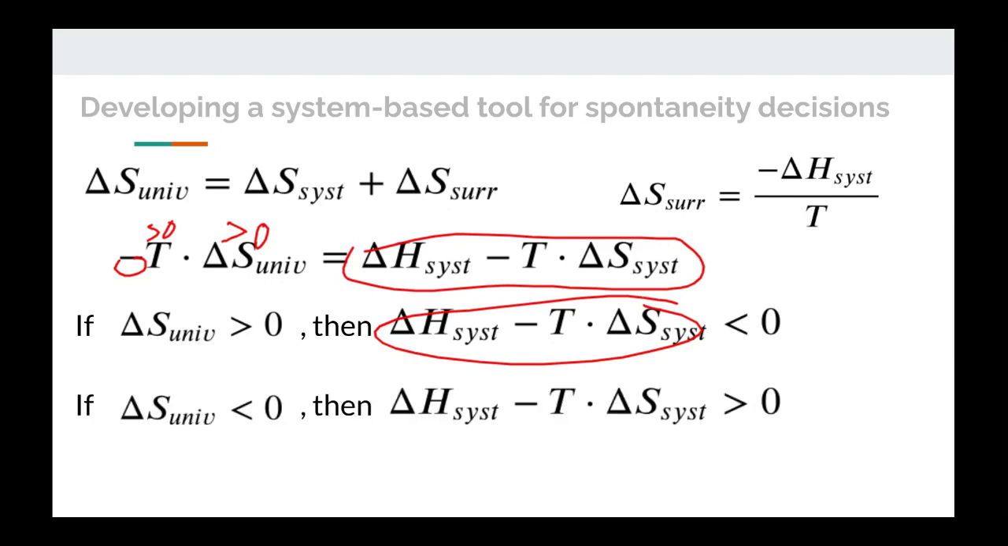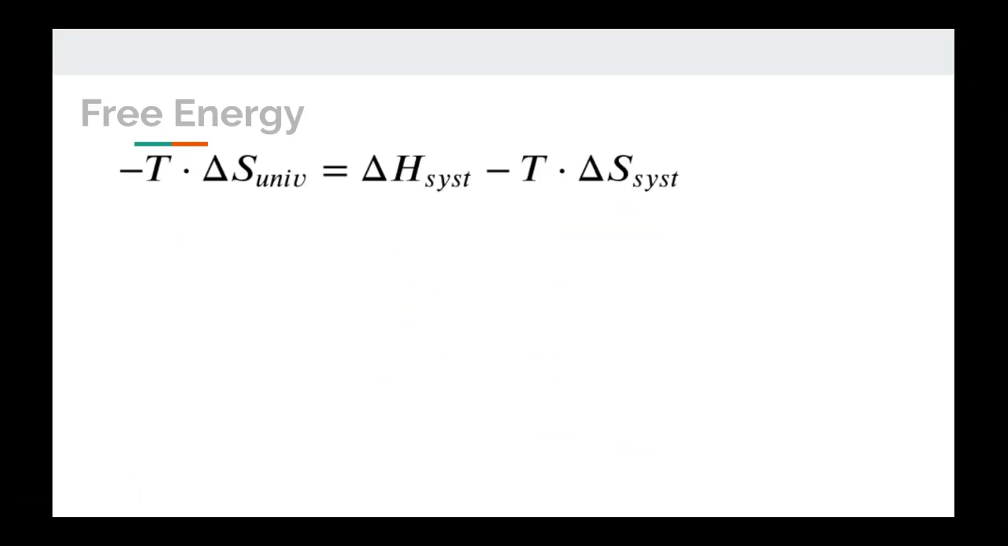Conversely, if delta S universe is less than 0, then that means the reaction is not spontaneous. And so that means that that sum, delta H of system minus T delta S of system, will be a positive number. So we have this system-based tool.